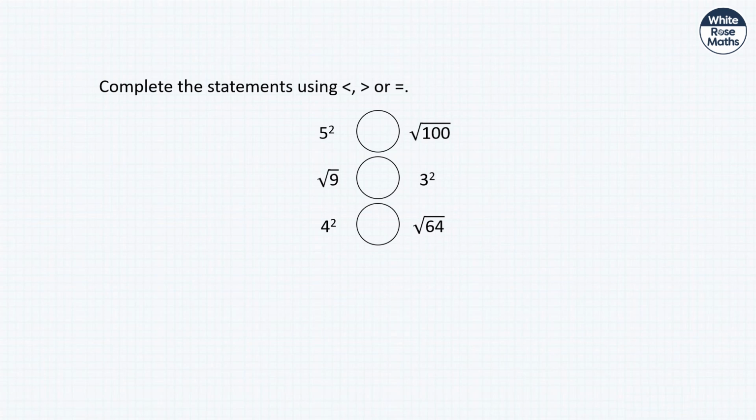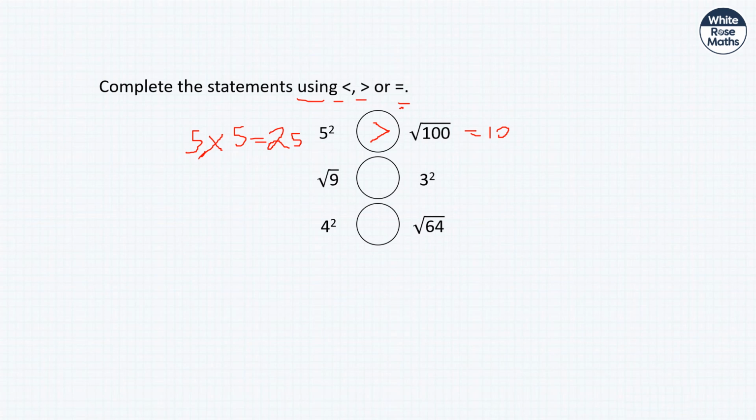This is the first set of questions. Complete the statement using less than, greater than, or equal to. 5 squared means 5 times 5, which is 25. The square root of 100 is equal to 10 because 10 times 10 is 100. Therefore, this answer is bigger, so the crocodile's mouth is eating the bigger number. This is greater than this.